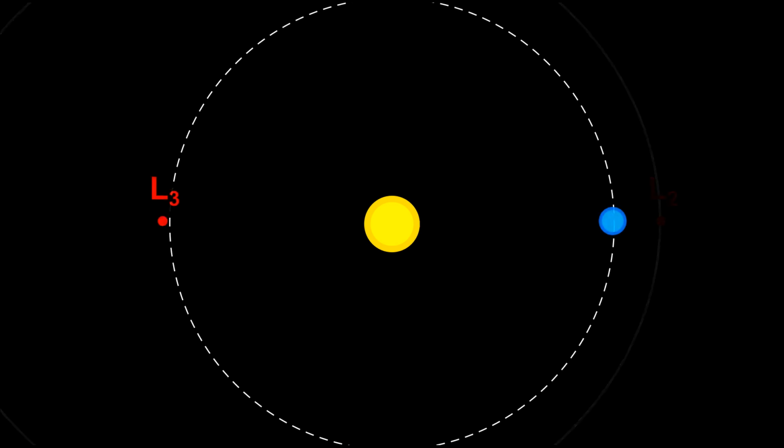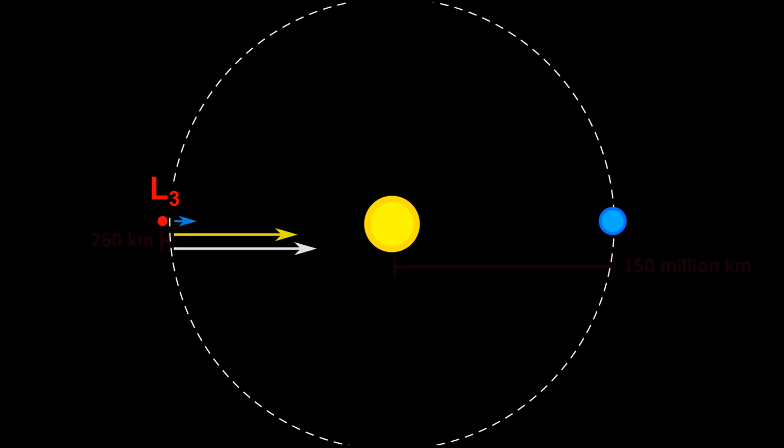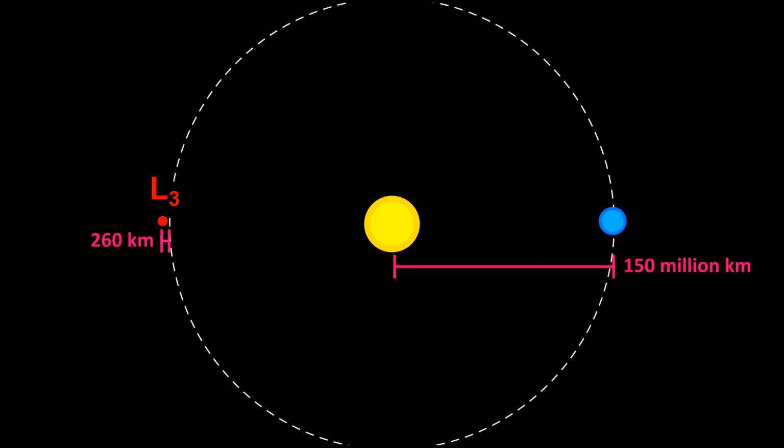Now L3. L3 is basically a less extreme version of L2. Both the Sun and the Earth pull in the same direction and the spacecraft experiences an artificially higher gravitational effect. However, because the Earth is so much farther away from L3 than L2, the additional gravitational attraction from Earth is much smaller. A spacecraft at L3 in the Earth-Sun system would orbit the Sun on a circular orbit only about 260 kilometers further out than Earth's orbit.